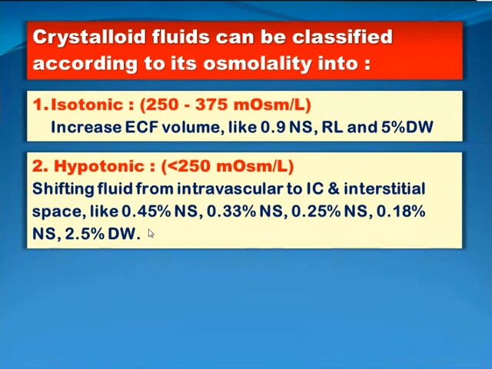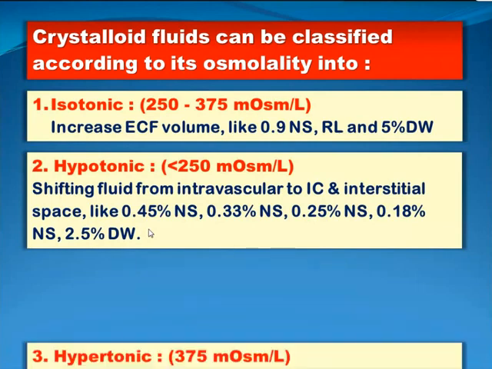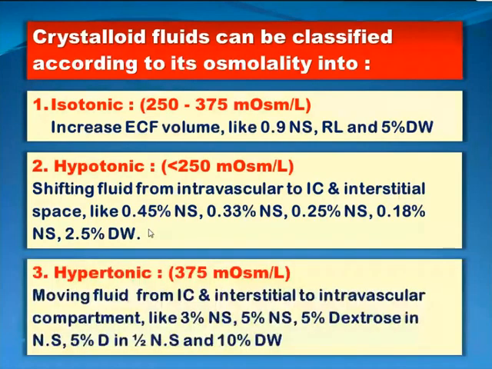The other group of fluids, according to the osmolarity, is the hypertonic. Here the tonicity or the osmolarity is more than 375. So it's not just 375, it is 375 and more. And because it is hypertonic, or its osmolarity is high, this will begin the movement of fluid from the intracellular to the interstitial to the intravascular. So this will increase the intravascular volume or the intravascular compartment.